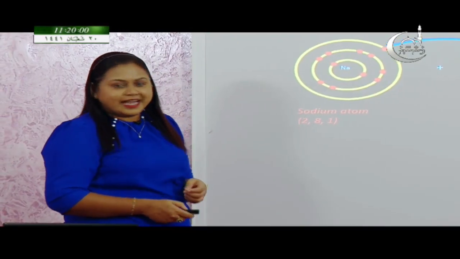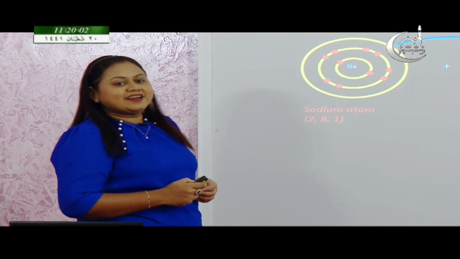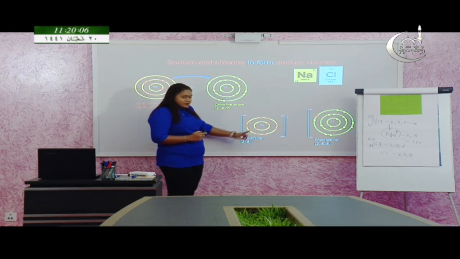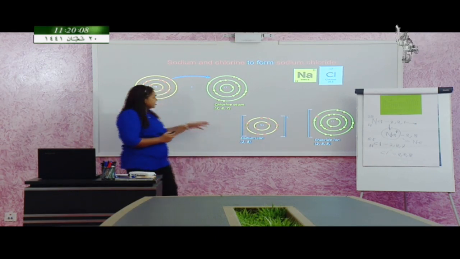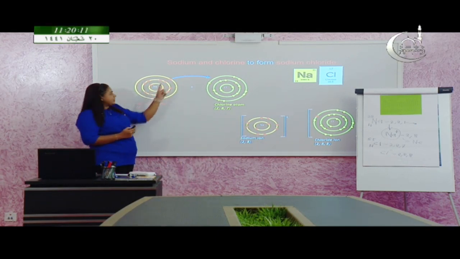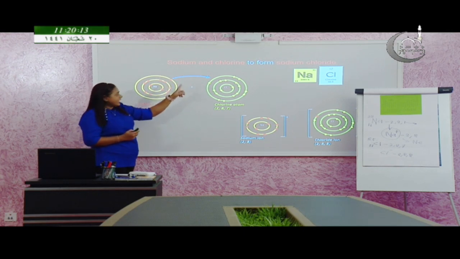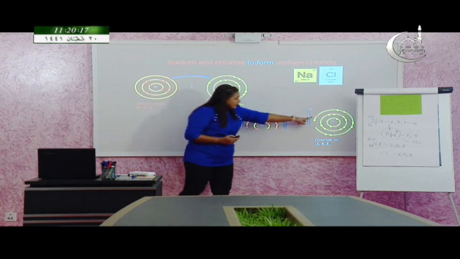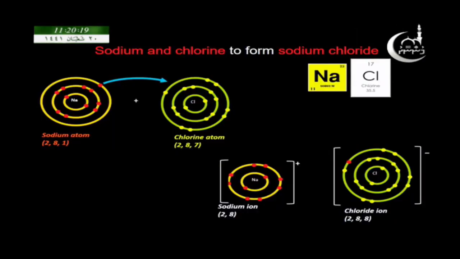Done? Yeah, let us see. So, here are the structures. So, sodium ion. Where is the third shell? The third shell is not there anymore. That electron has been lost, and that electron is gained by the chloride ion. So, that is why there is a red dot here in the chloride ion.